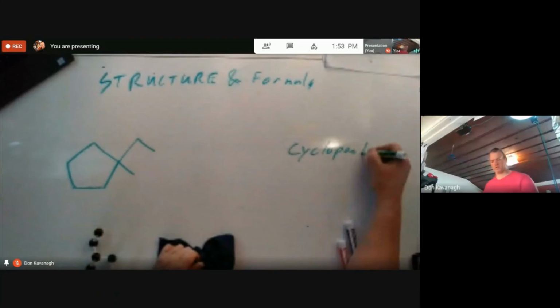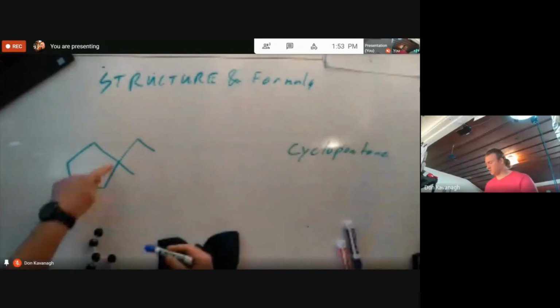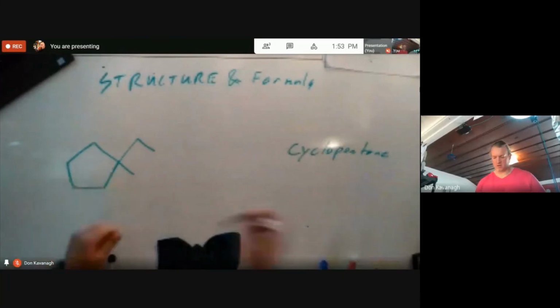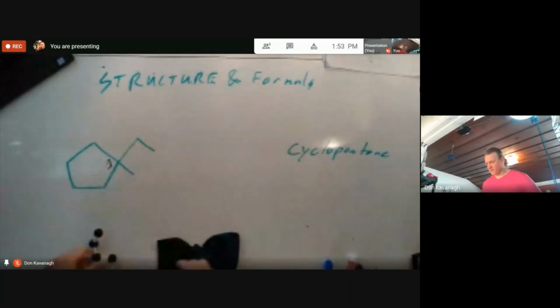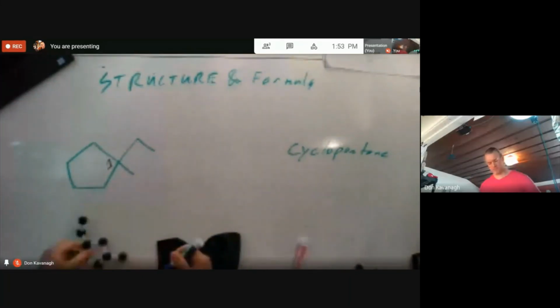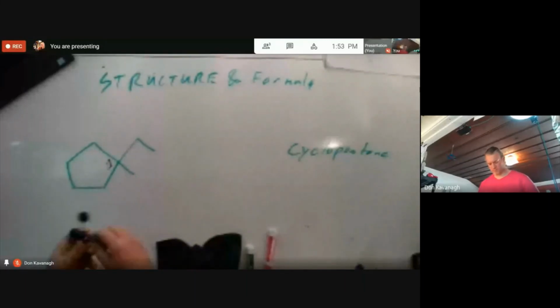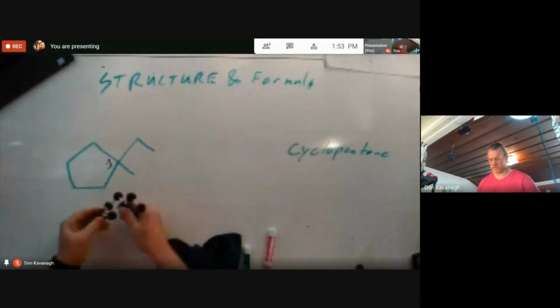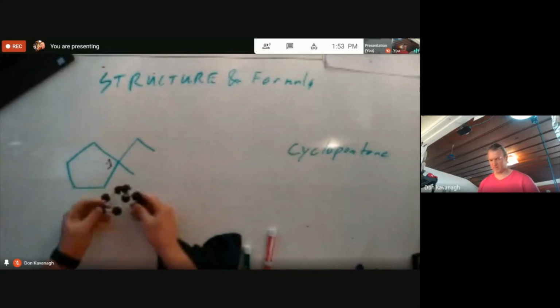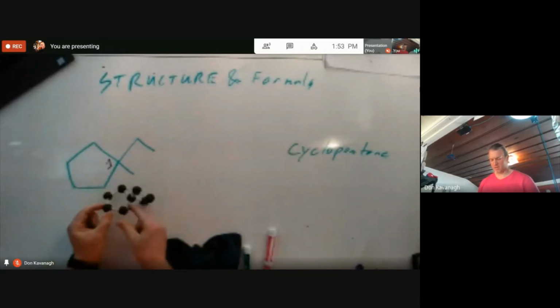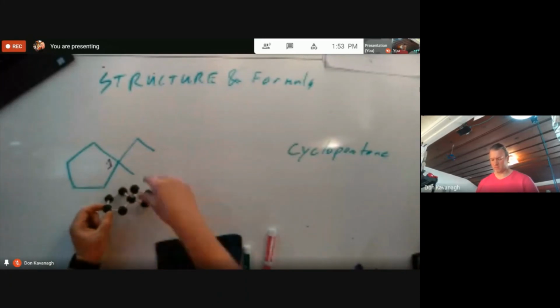Now I have 2 substituents, but they're on the same carbon. This carbon automatically gets called 1. Here's our 3D structure of it, where we have our 5 carbon ring, and then there's the ethyl and the methyl. Note that there's a little bit of freedom here in how this ethyl can rotate.